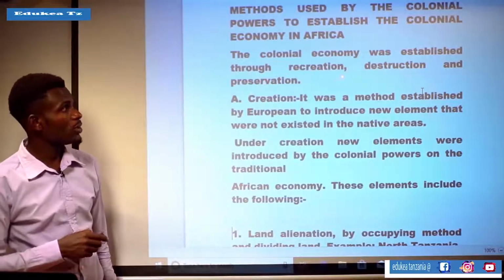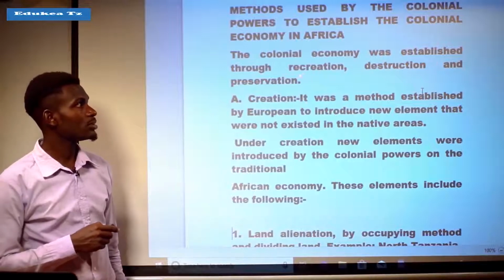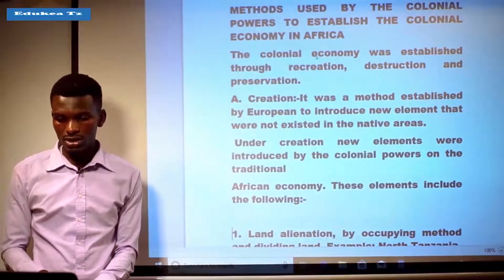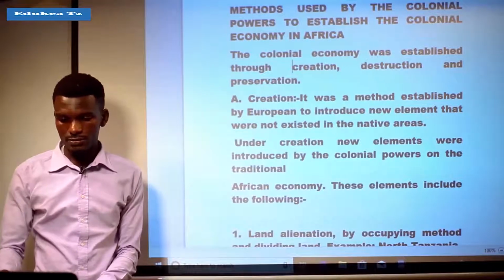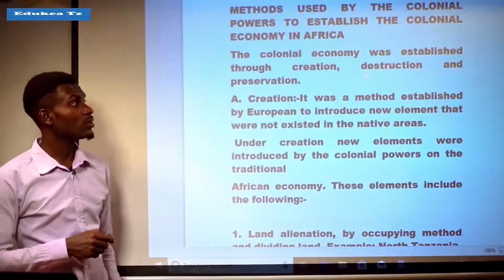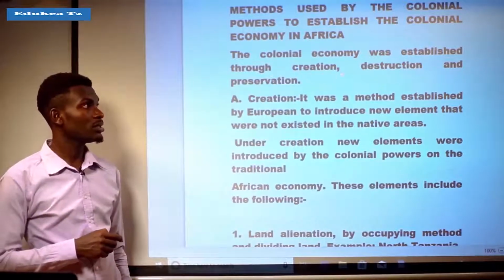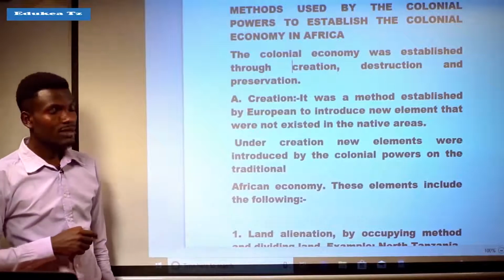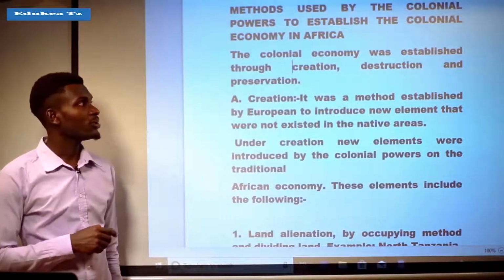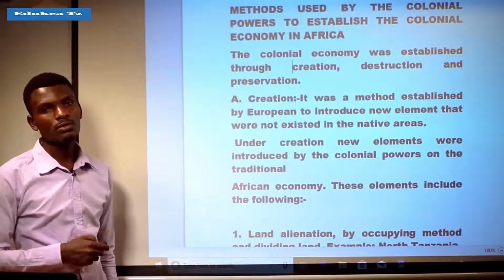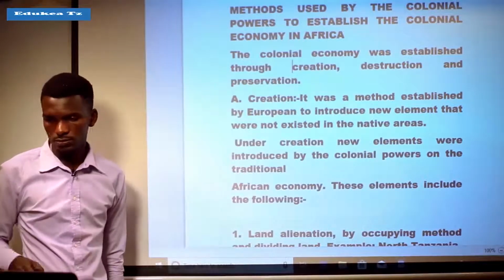The colonial economy was established through creation, destruction, and preservation. It means that the colonial economy in Africa was established through creation, destruction, and preservation. Let us see one method after another. The first method was creation. And what is the definition of creation?